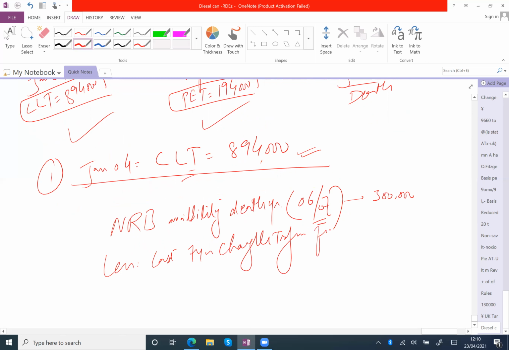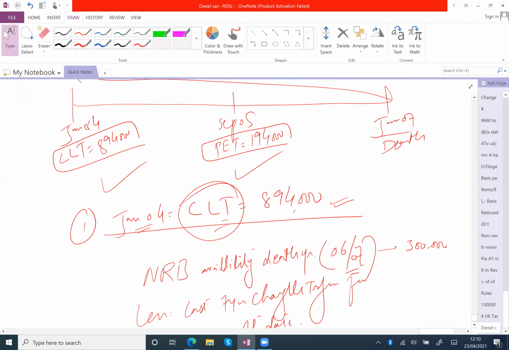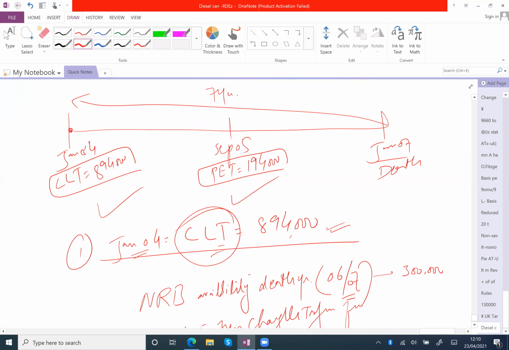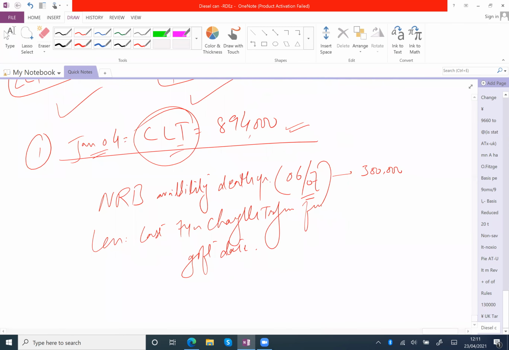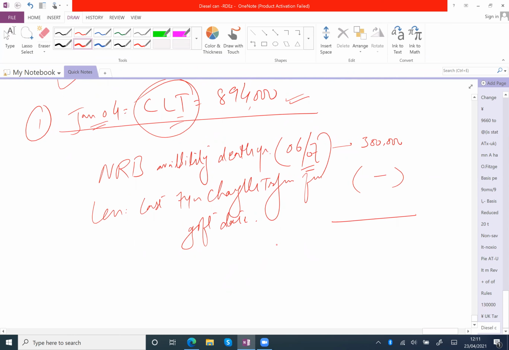And from gift date you always go back, and today you are paying the death tax on the CLT, and you made this CLT in January 04. So gift date is January 04. Go to the timeline from January 04, go back 7 years. Can you see any PET and CLT, any chargeable transfer? No. So there is no chargeable transfer in the last 7 years.